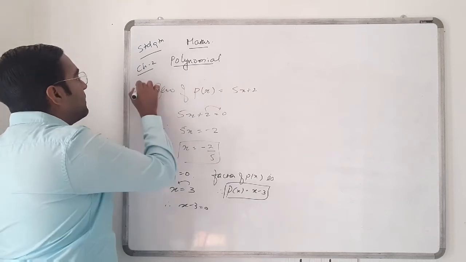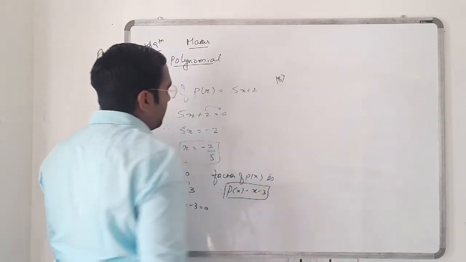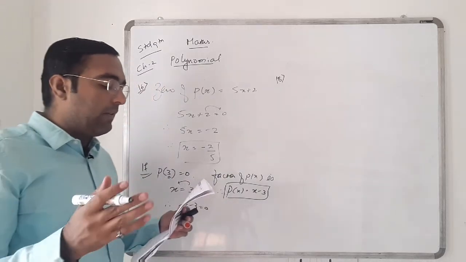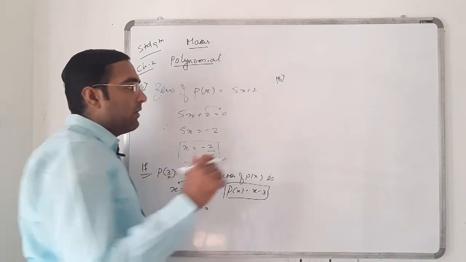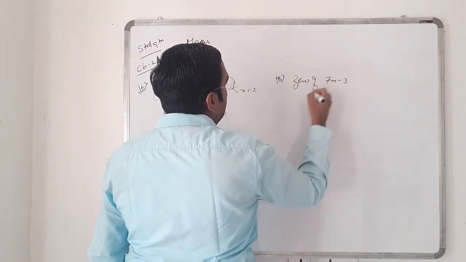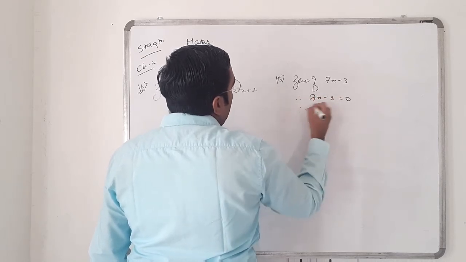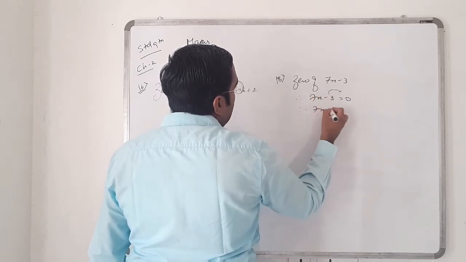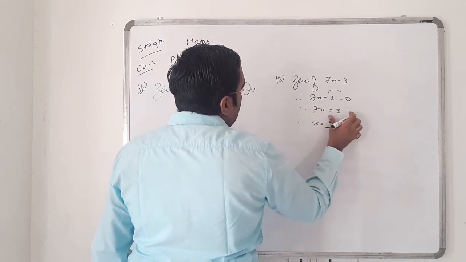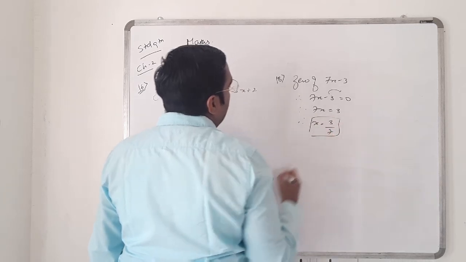That was question 16. Now we are moving to question number 18. Question number 18, same kind, 7x minus 3 is 0. That means the zero of 7x minus 3. So therefore 7x minus 3 equal to 0. Therefore 3 shifted to the other side. So 7x equal to 3. So x equal to 3 by 7. Clear that?